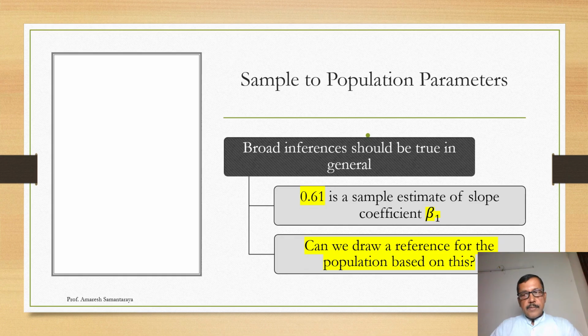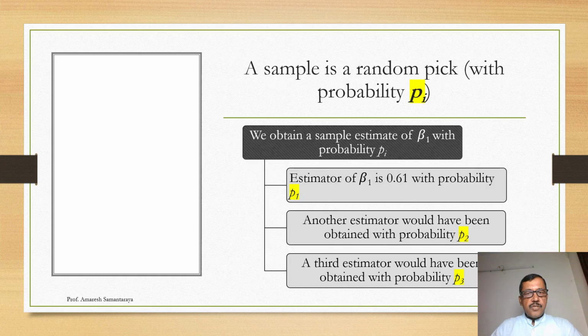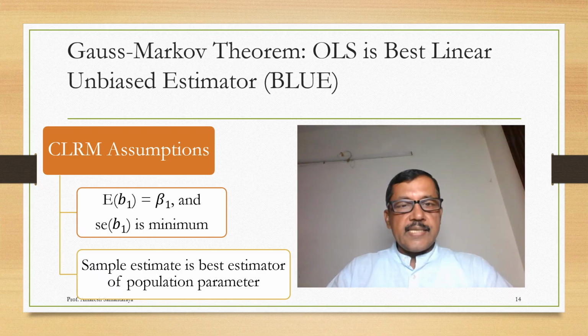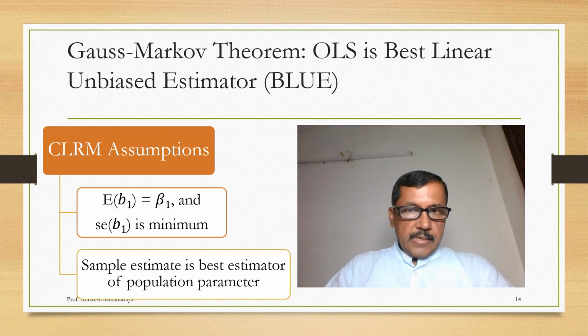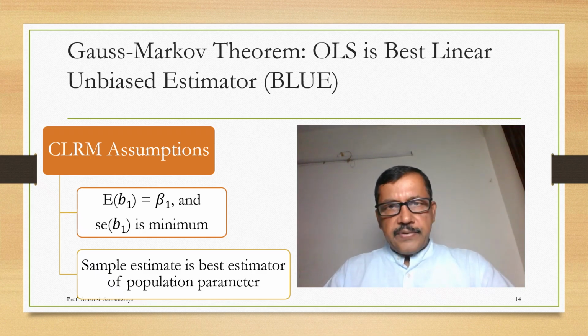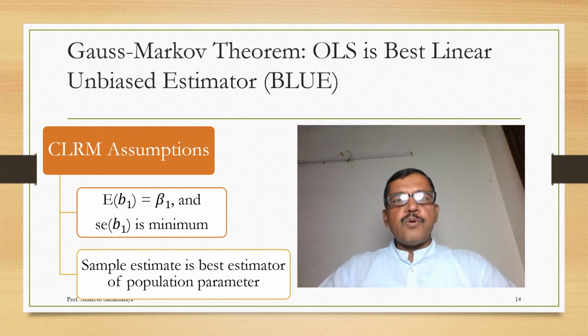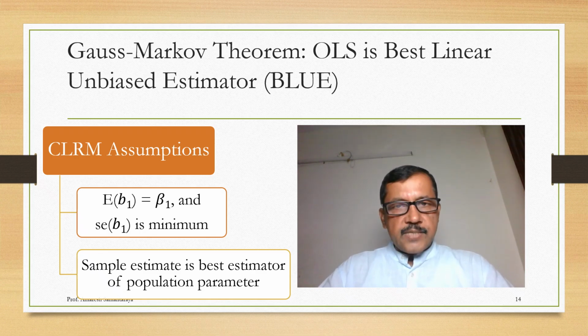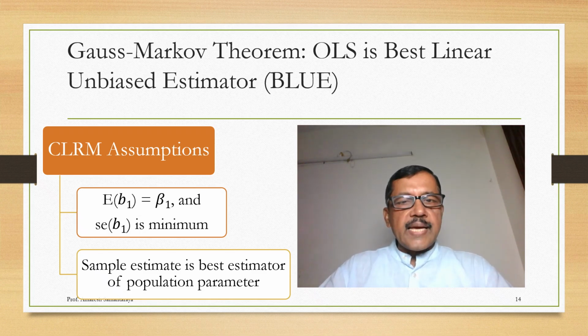The saving grace is there is a Gauss-Markov theorem which suggests that if certain classical linear regression model assumptions are satisfied, these assumptions are about properties of U and nature of X, relation between different explanatory variables on the right hand side, about which I'll have a separate session. If those assumptions are satisfied, then the OLS procedure, which I discussed, will be the best linear unbiased estimator.